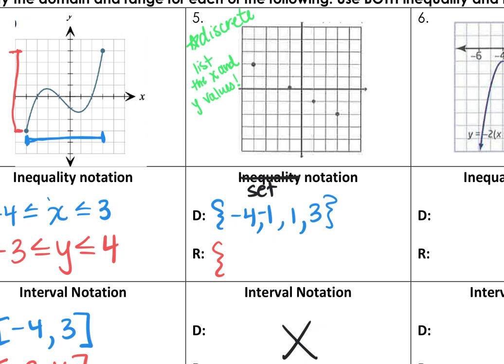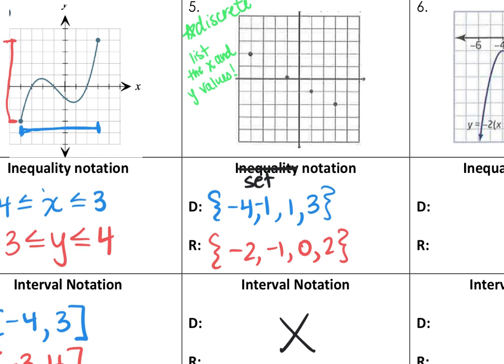And then for my range, I'm just going to list the y values of those points. So starting with my lowest point, my lowest point has a y value of -2. Then this point has a y value of -1. My 3rd point has a y value of 0. And then last but not least, that has a y value of 2. So if it is a set of just points or ordered pairs or a table or whatever, don't make it harder than it is. You're just listing the x's, listing the y's. That's when it's easy.